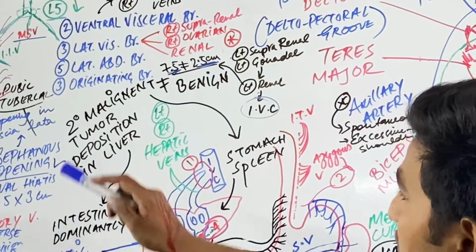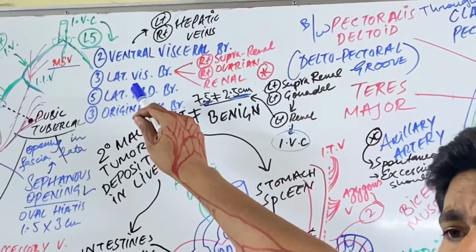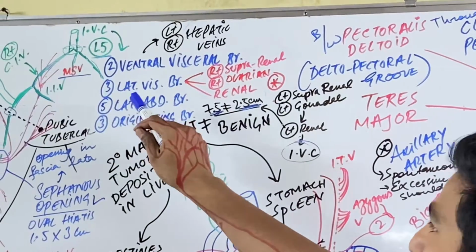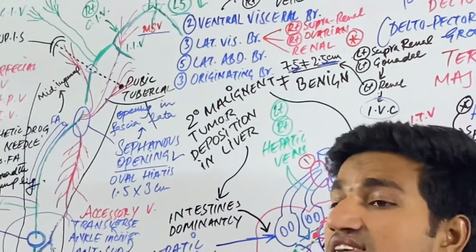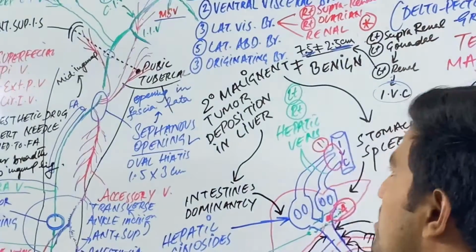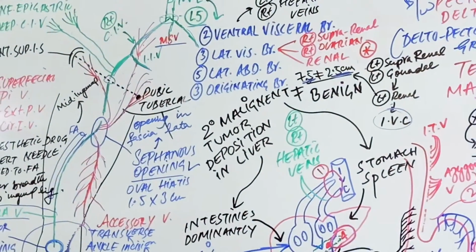And okay, there are 5 lateral abdominal branches. One is the inferior phrenic vein and 4 are lumbar veins. Then we have 3 originating branches: right common iliac vein, left common iliac vein and median sacral vein. So these are the few branches or tributaries of the inferior vena cava.